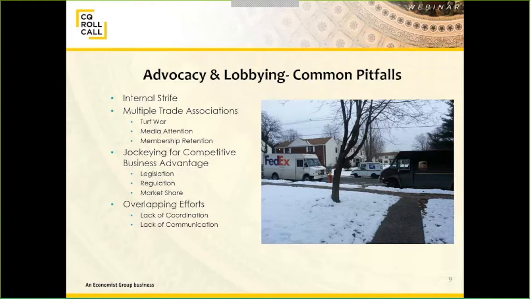And when you have multiple corporations, you'll have jockeying for a competitive business advantage. So sometimes you'll see legislation and regulation that is involving trying to close out the market share for competitors or grow the market share for the corporation itself.